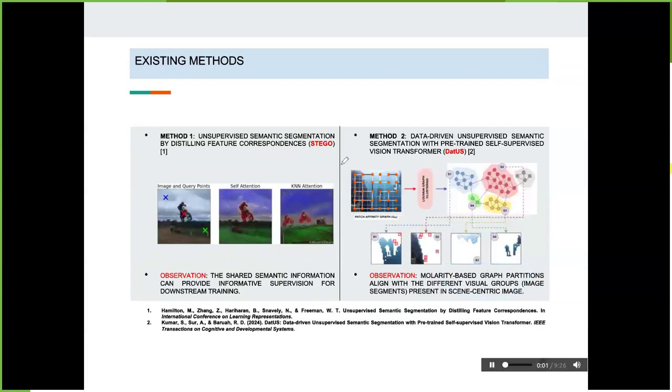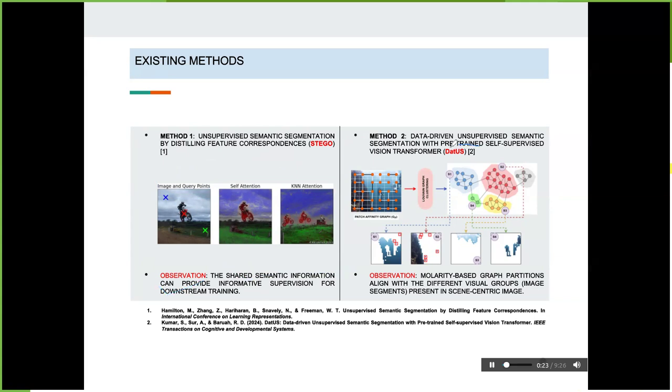One of the recent methods for unsupervised DSS, called STEGO, utilizes the feature correspondence between nearest neighbor images with contrastive loss for unsupervised training. The takeaway is that the shared semantic information can provide informative supervision for downstream training.